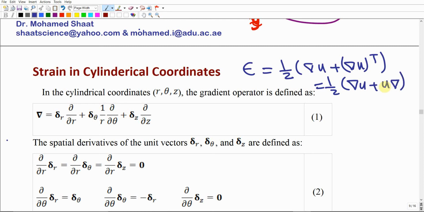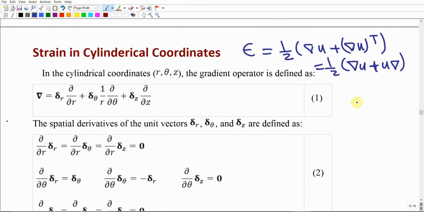So this u nabla works like you are already switching, or doing the transpose of the displacement gradient tensor. Anyway, it means that to form the strain, you should find the gradient of the displacement vector. The displacement vector is just a vector, right?